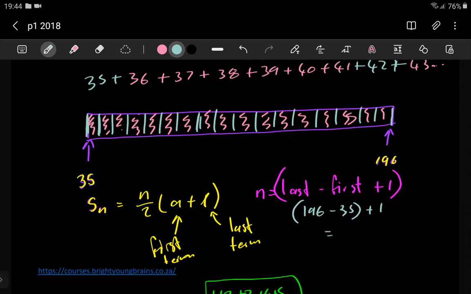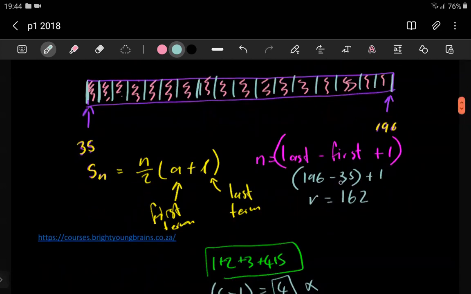So in your calculator, let's see what this gives you. 196 minus 35 plus 1. This is telling you actually have 162 numbers that you're adding up. You have 162 numbers that you're adding up. That's the value of n.